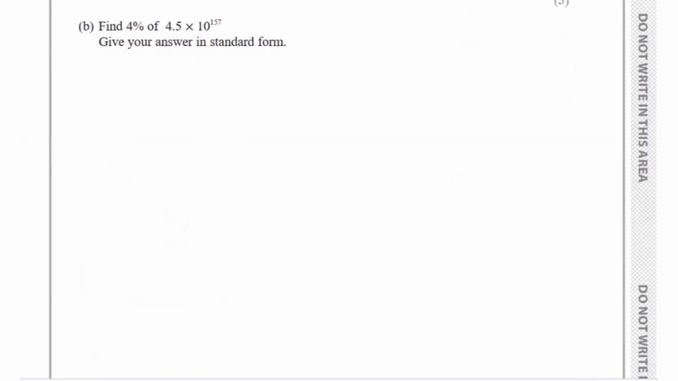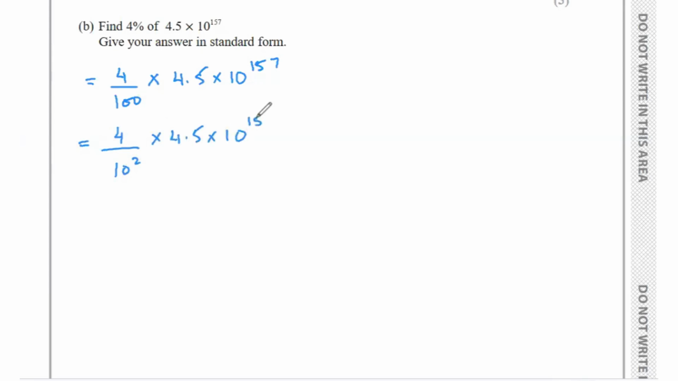Then it says find 4% of 4.5 times 10 to the power of 157, giving your answer in standard form. So 4% of 4.5 times 10 to the power of 157. I'm going to rewrite 100 as 10 squared. Just like we did in the previous part, when similar bases are being divided, we subtract the powers. So it's going to be 4 times 4.5 times 10 to the power of 157 minus 2. Now 4 times 4.5 is 18, and this is 10 to the power of 155.